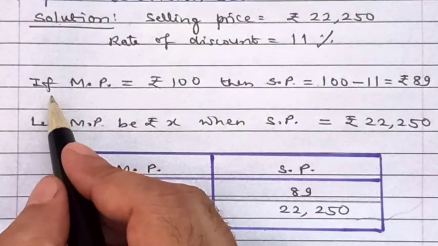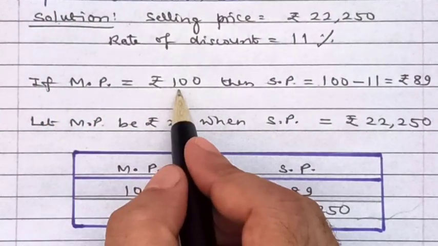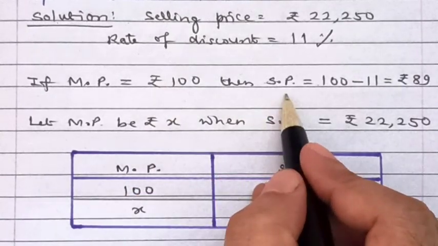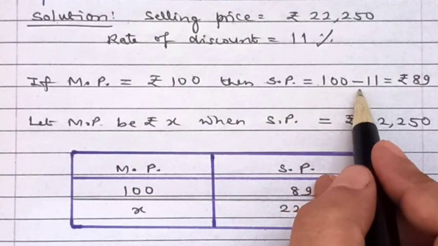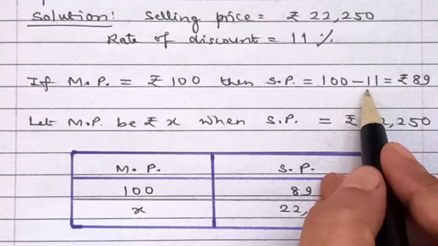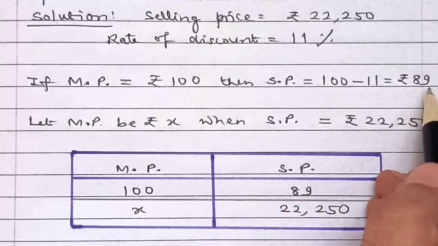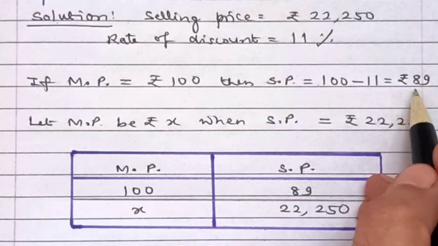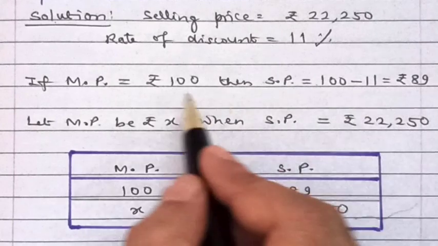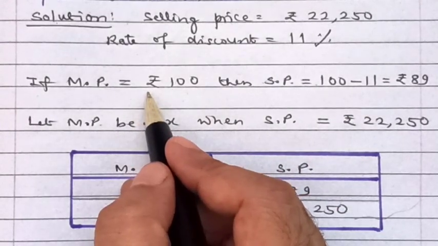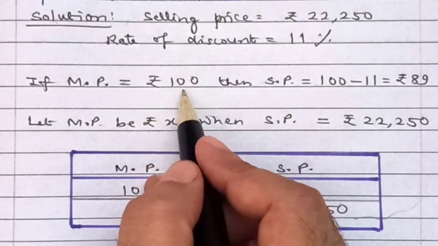Same way here also, if mark price is rupees 100, then selling price is equal to 100 minus 11, which is given to you. So 100 minus 11 gives you rupees 89. So your selling price will be rupees 89 when the tag price or the mark price is rupees 100.